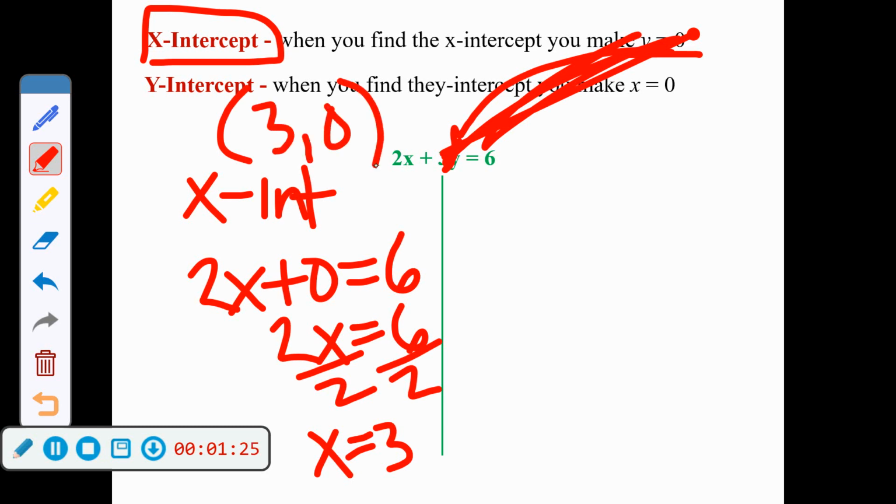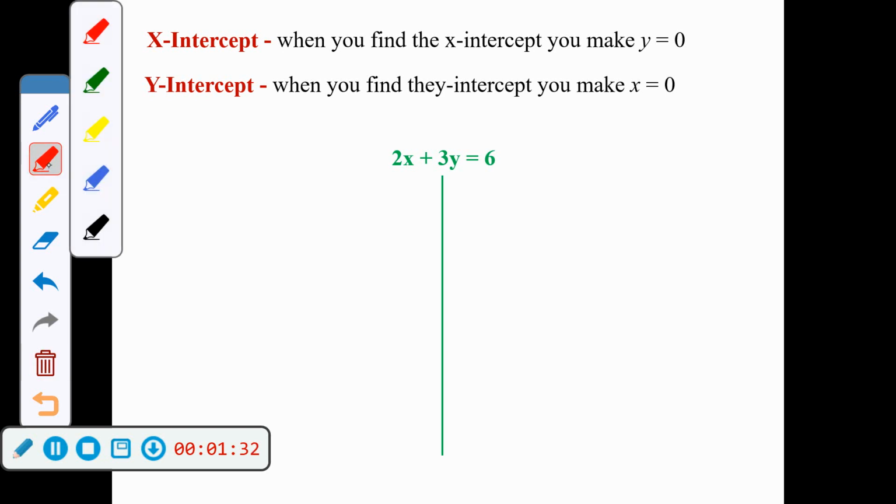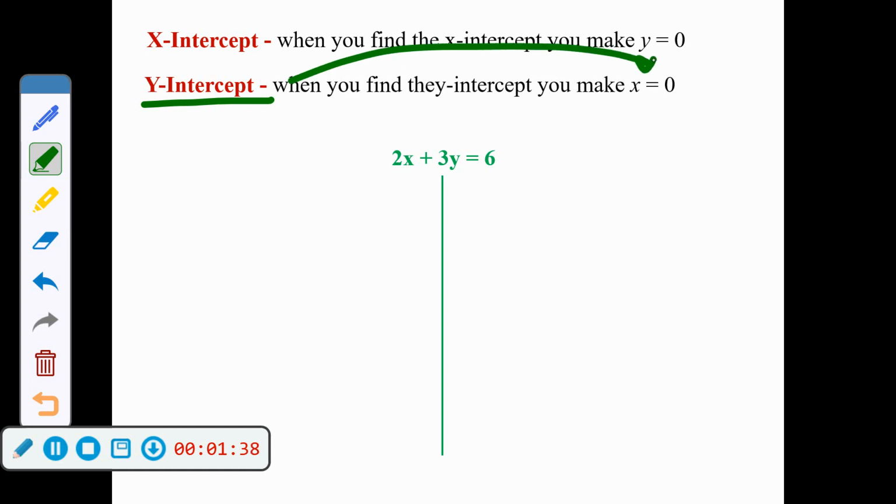Let me erase this and let's start over again. Now, this time, let's do the y-intercept. And we need to make the opposite. We need to make x equal to 0.